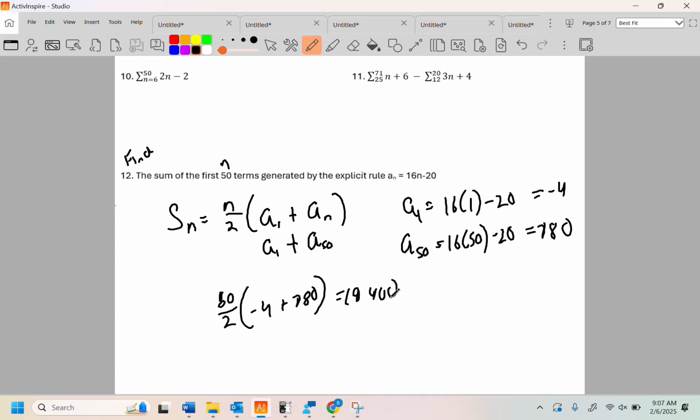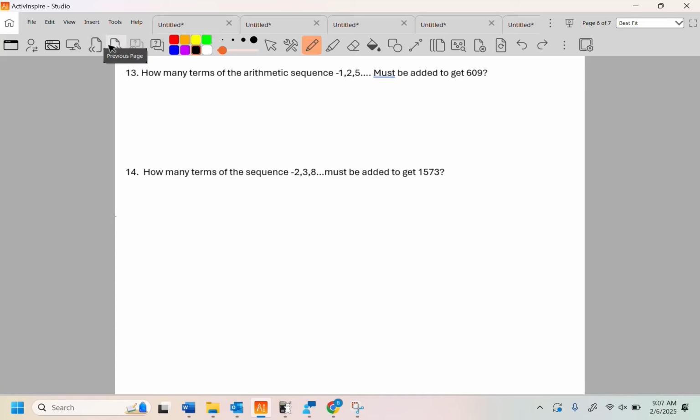The next three are 14, 15, and 16. I noticed that 15 and 16 are logarithms. Number 14: how many terms of the sequence negative 2, 3, 8 must be added to get 1,573? This one was kind of rough. The difference from term to term is that you add 5. So the difference is 5.